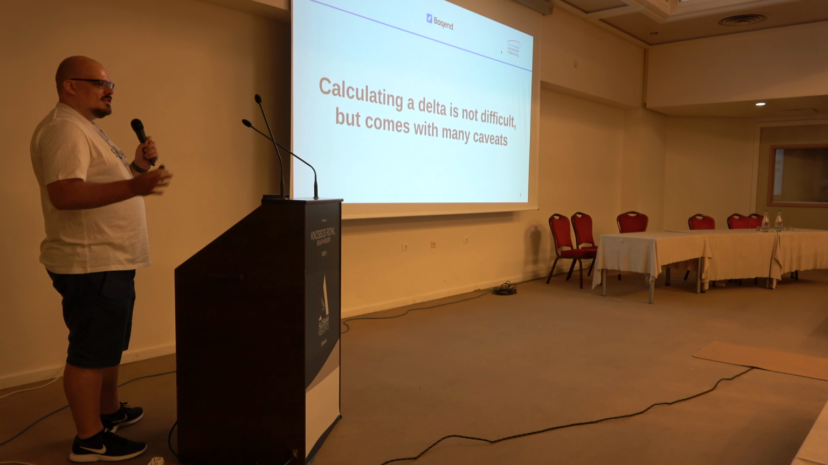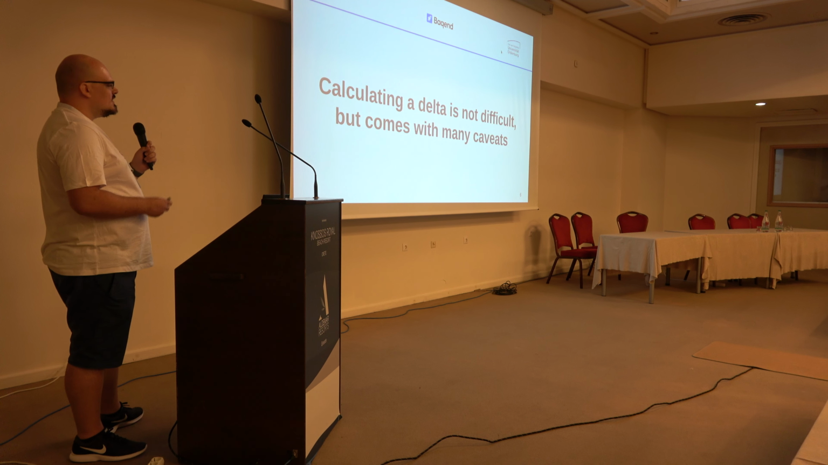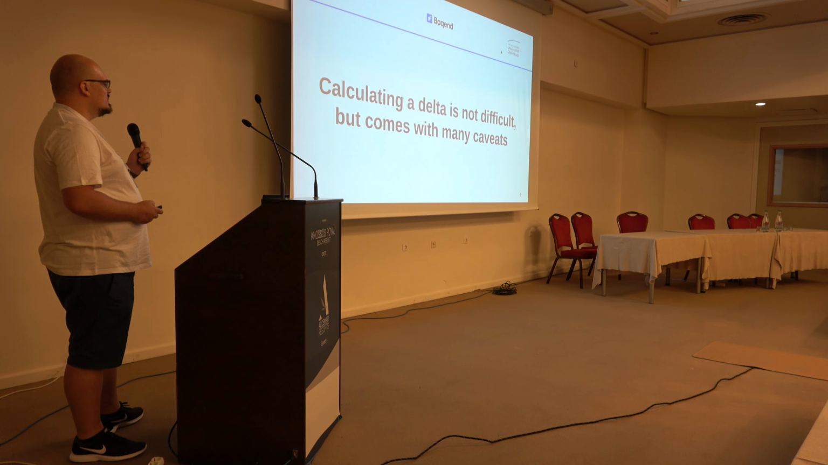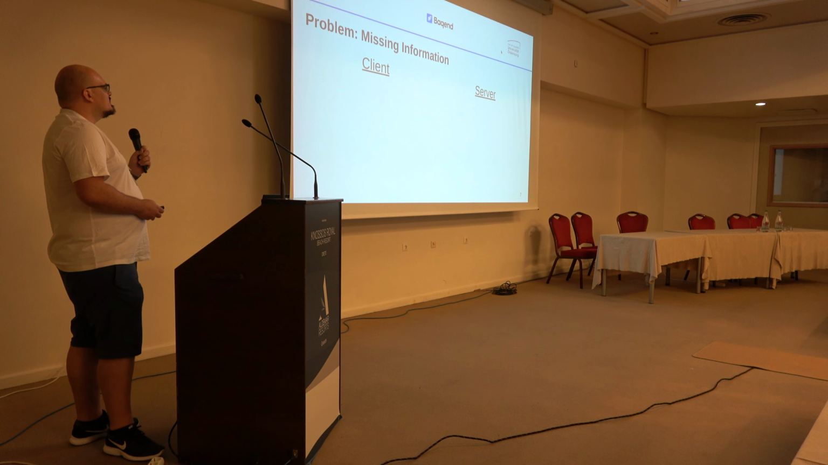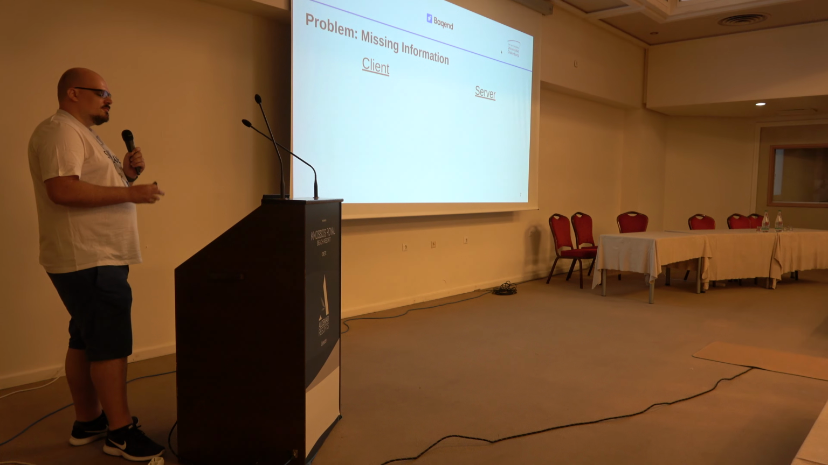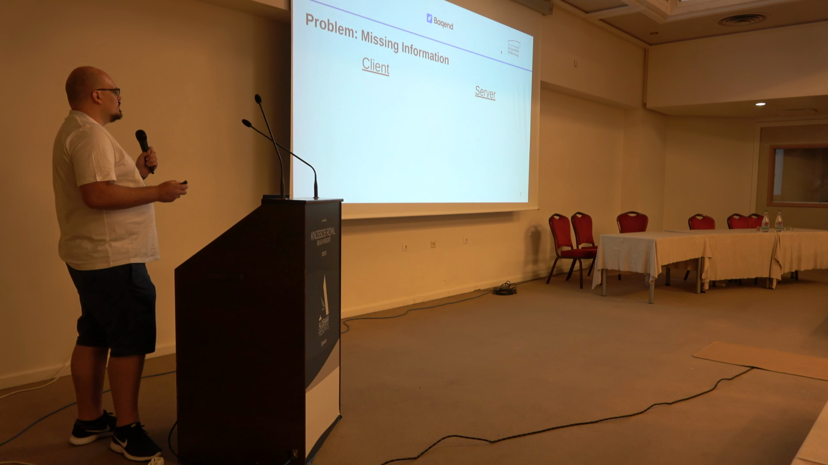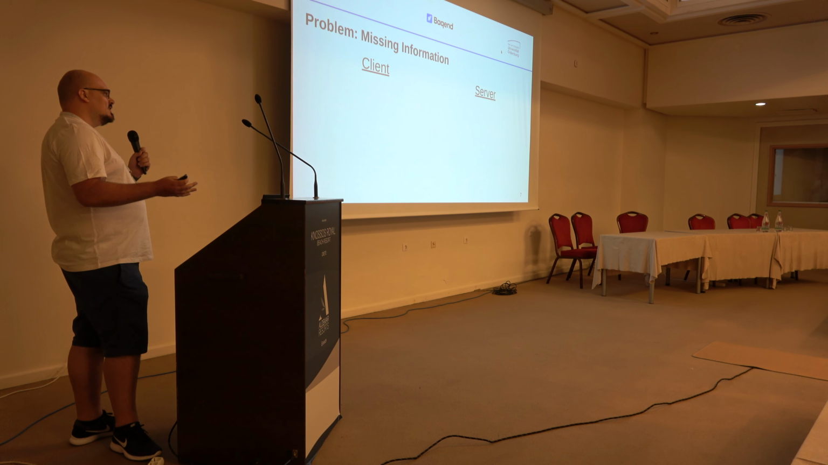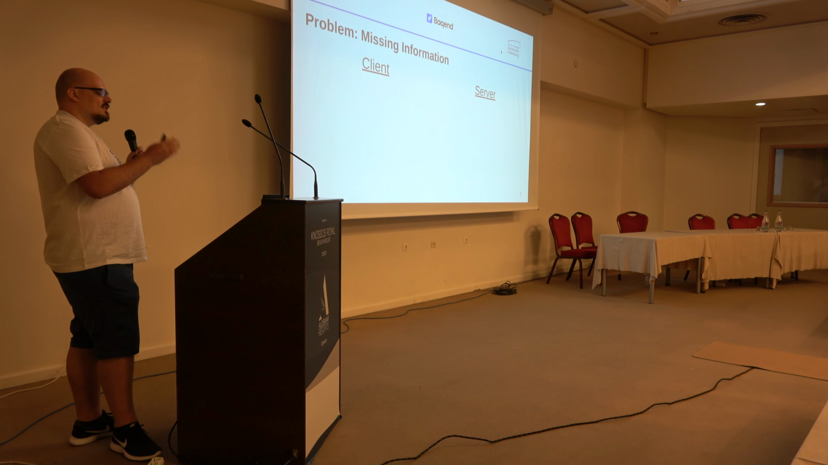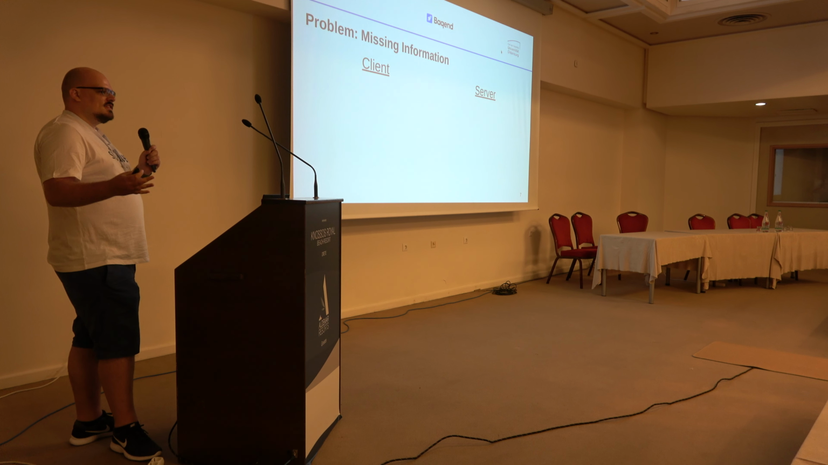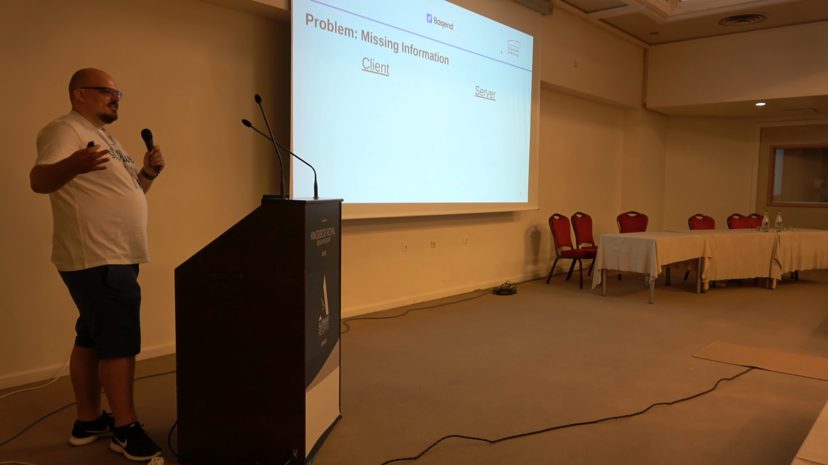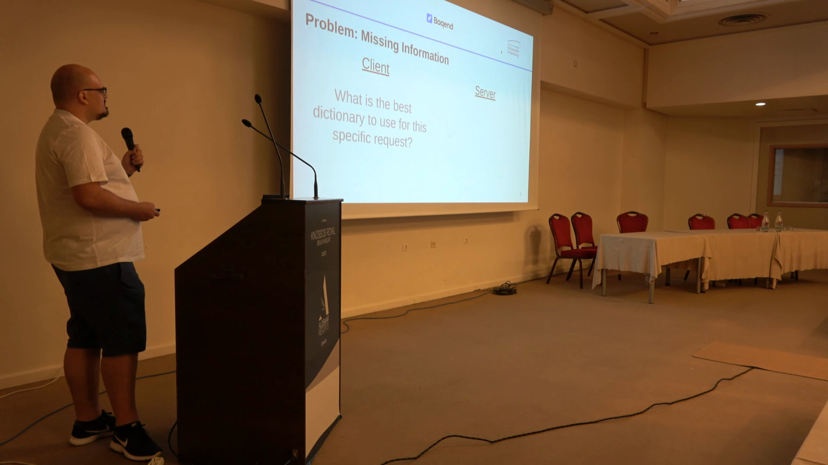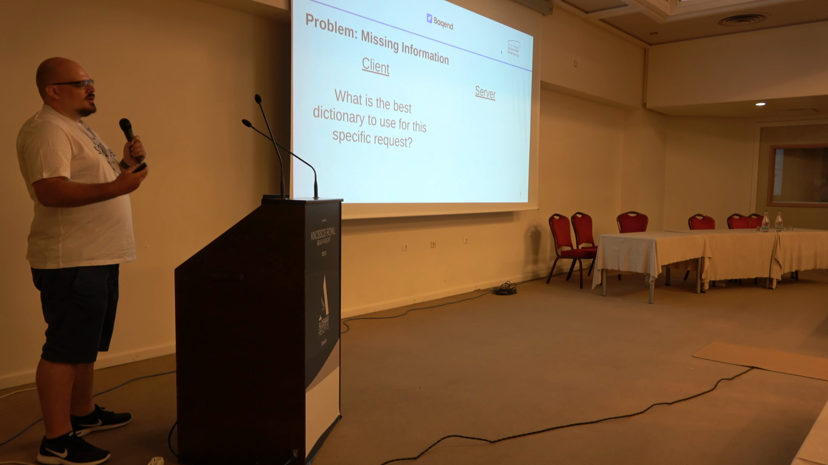Well, first of all, calculating the delta is quite simple if you have both things you want to diff. But there are many problems. The first problem is that you have missing information on both sides. So you have the client, and the client wants to request the product. Now if you want to calculate the delta, the client has to know where this delta should be calculated from, right? But it cannot know what would actually be good data because it does not know how the final page should look. So it doesn't know how to choose the dictionary.